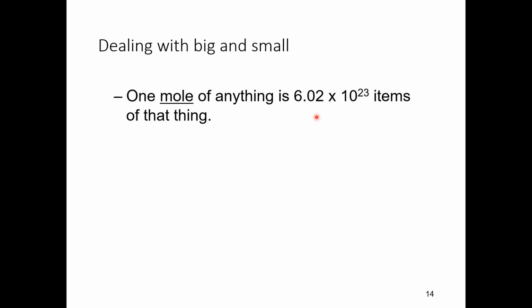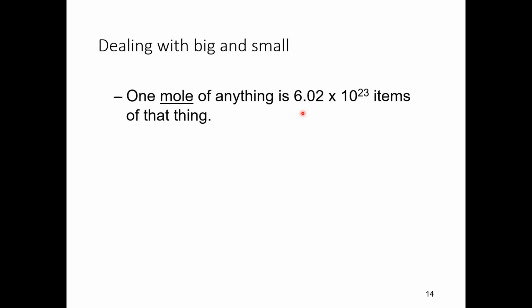Why on earth is this arbitrary number useful in chemistry? Well, we're going to get to that at the end, but just trust me that 1 mole of anything is 6.02 times 10 to the 23rd items. You can think of this as the chemist's dozen. So 1 dozen is equal to 12. Similarly, 1 mole is equal to 6.02 times 10 to the 23rd.